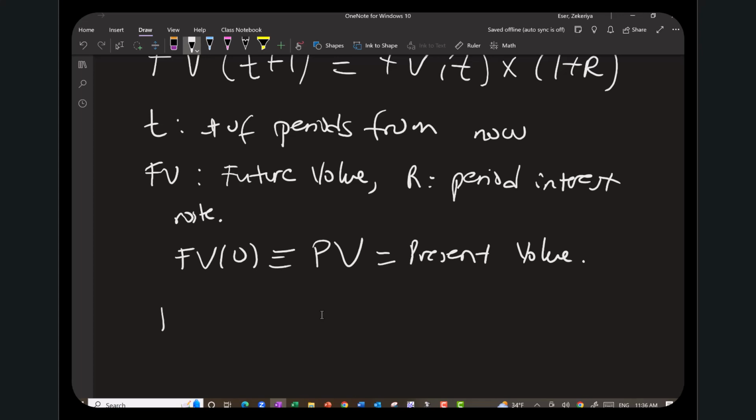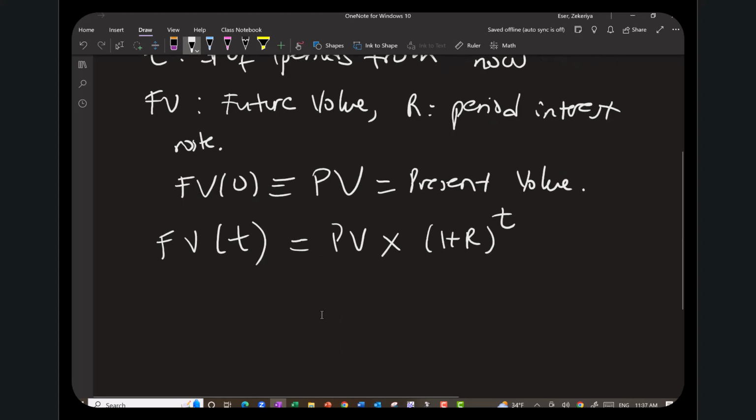I don't know if you guys ever heard of the fundamental theorem of calculus. It's a relationship between integral and derivative. So future value at some point t is equal to present value times 1 plus r raised to the power t. Okay? This is called compounding.